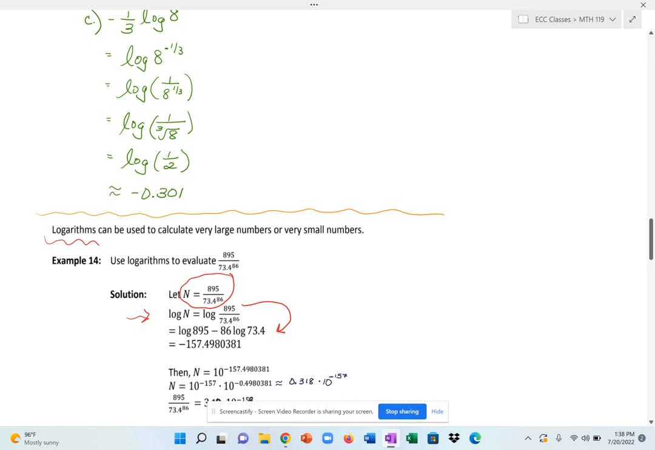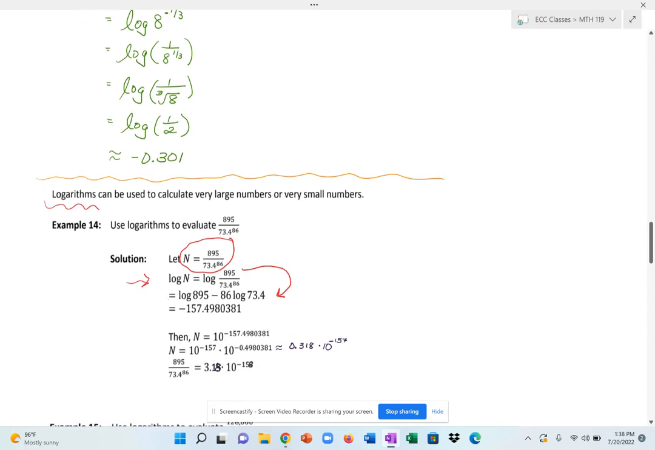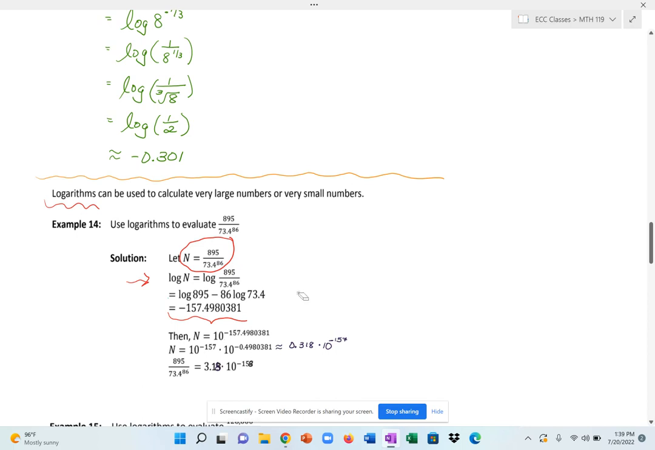Now at this point, you can do these two calculations in your calculator, and it should give you a number like this, negative 157.49803881. I don't think I rounded there, pretty much put everything that was on the screen. But remember, that is not the value of this number because I took the log of both sides. So the log of that number equals this.